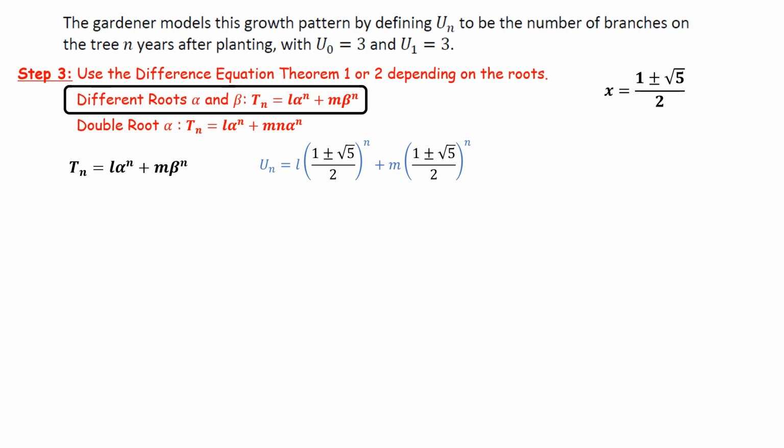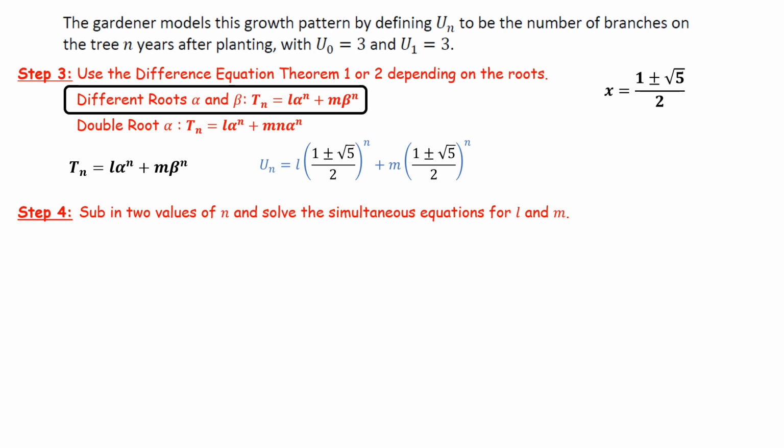So that is our answer. We just now need to find L and M. To do that, we're going to sub in 2 values of n and solve the simultaneous equations for L and M. So the 2 bits of information that we have from earlier in the question are U0 equals 3 and U1 equals 3. You are welcome to use U2 and U3, but they're going to be bigger numbers, so a little bit trickier to work with.